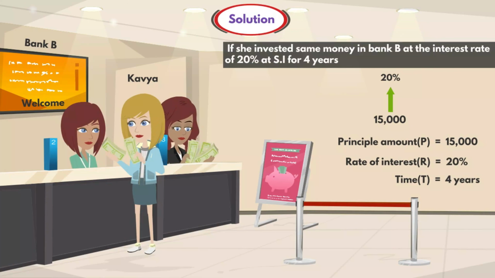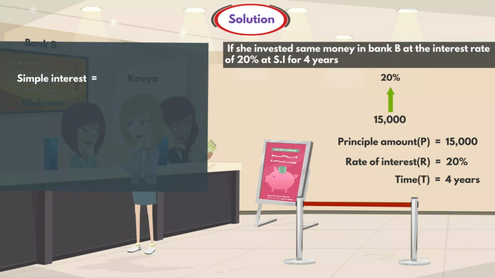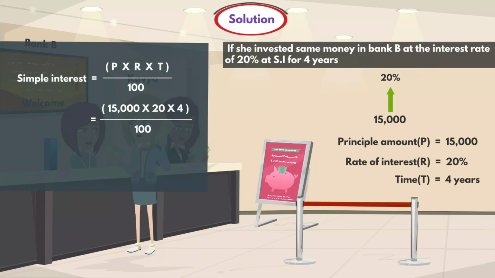So here we know the simple interest formula. Simple interest is P into R into T by 100. After substituting the values, we get 15,000 into 20 into 4 by 100. After solving this, we get 12,000.